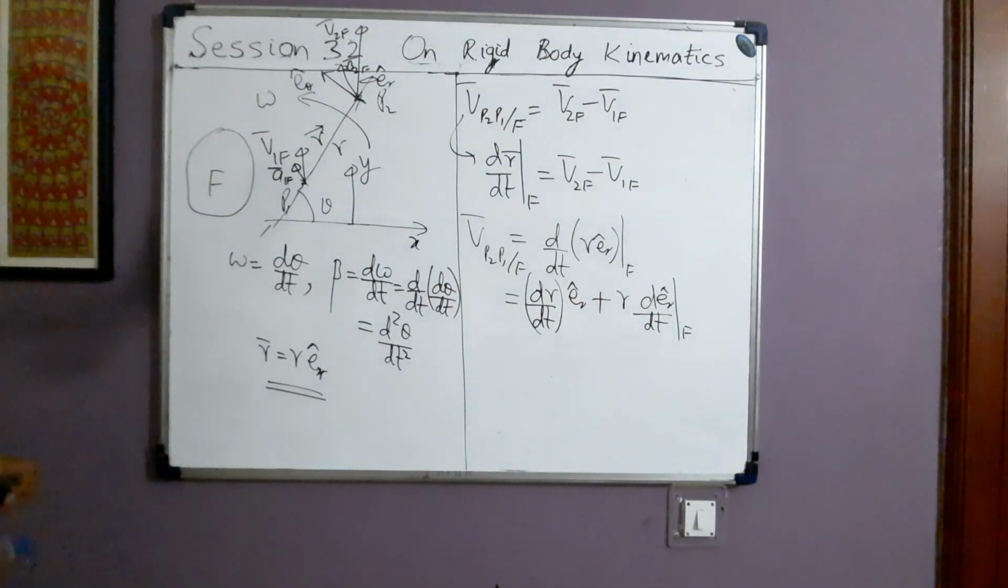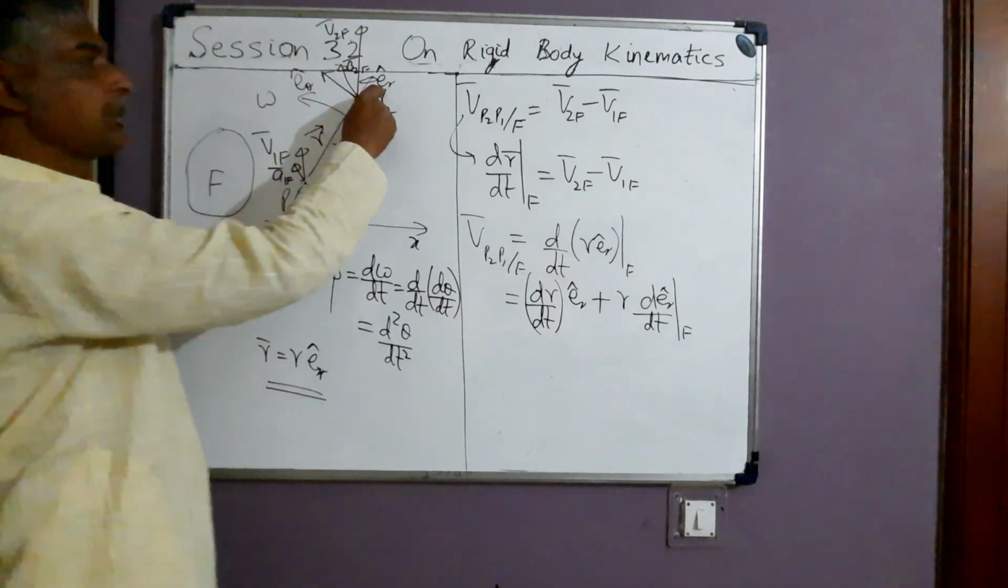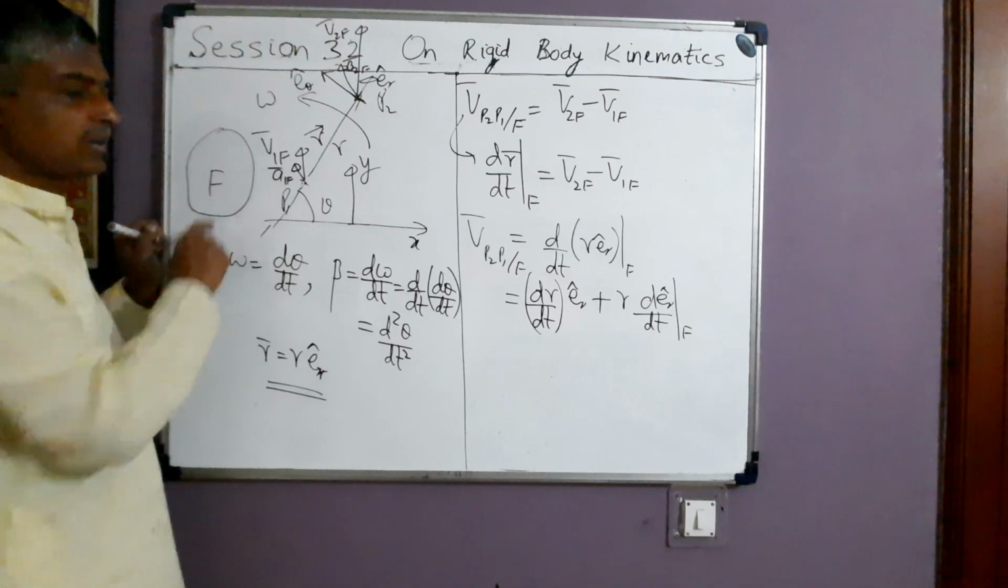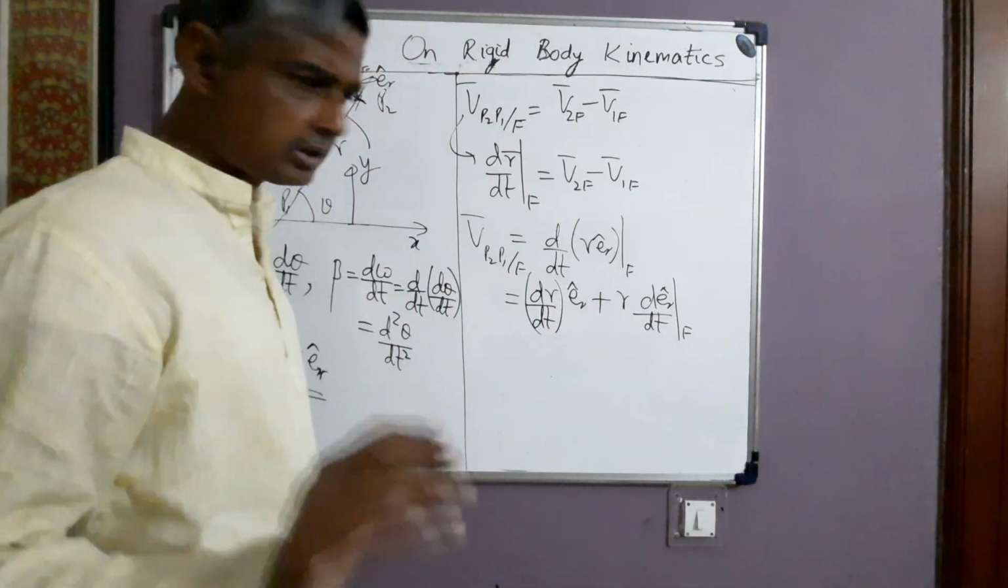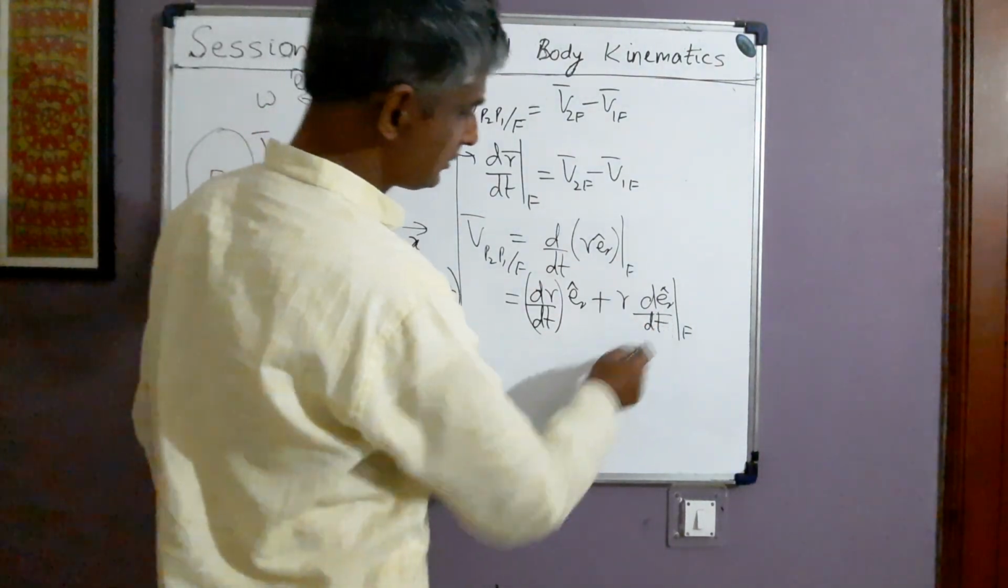Now one thing should be noted: as the points P1 and P2 move with respect to F, the direction of ER hat in general changes with time. So ER is not a constant vector as seen from frame F. So der by dt in frame F is definitely a non-zero vector in the general case. Okay, so this term will be there. Now we must find this first.